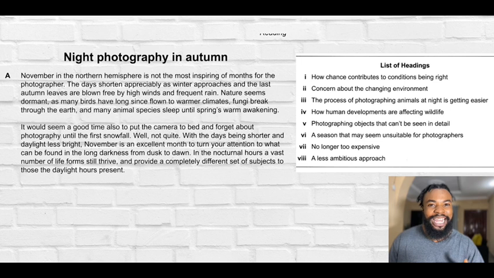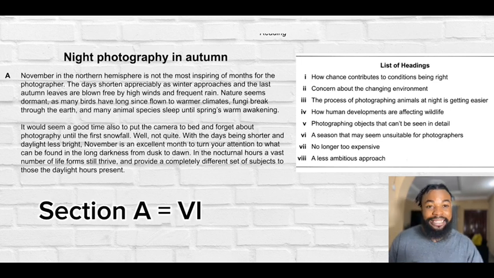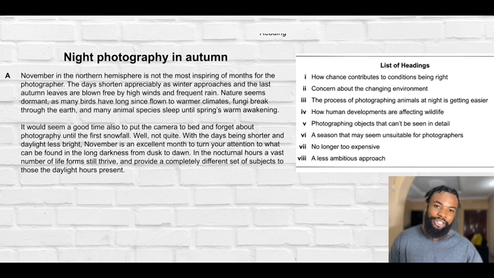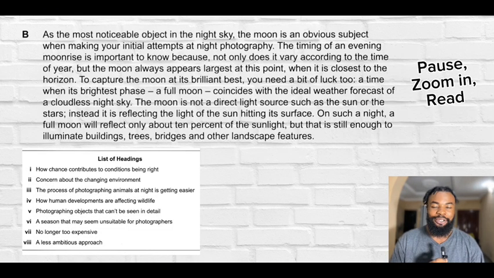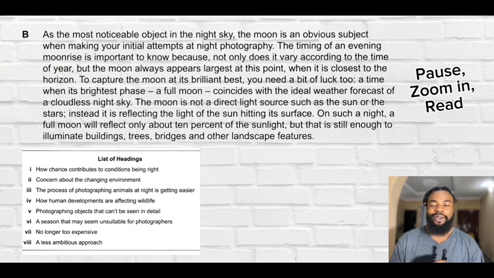And if you check through the headings provided, of course, you see the heading that only fits is the heading that says a season that may seem unsuitable for photographers. So the heading matches the idea in the section. That's the second section, section B. You can pause the video and read it. Also, you can try to see if you can choose the right heading for the section before I do.